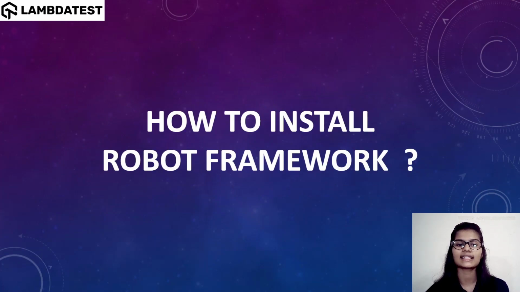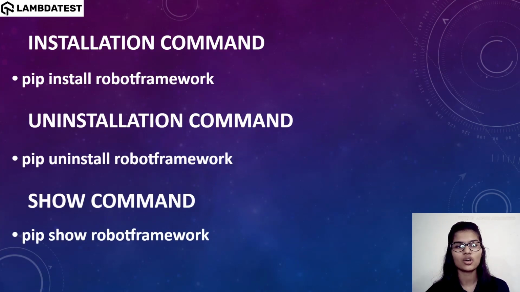Moving to the next topic, I'll let you know about the installation of Robot Framework. It can be installed with some commands. You install Robot Framework with the command pip install robotframework. Uninstallation can be done with pip uninstall robotframework, and showing the Robot Framework details can be done with pip show robotframework. Now I'll take you to the command prompt, and there I will demonstrate the installation, uninstallation and show commands.